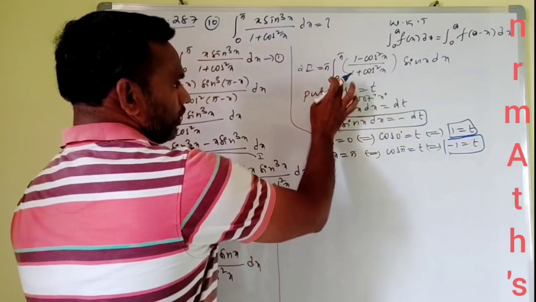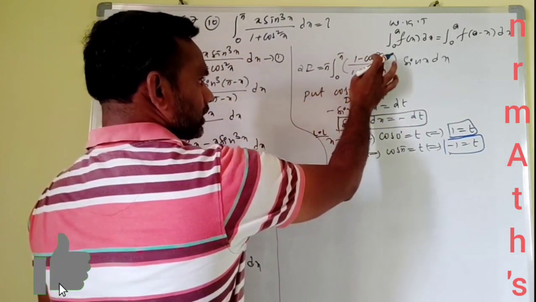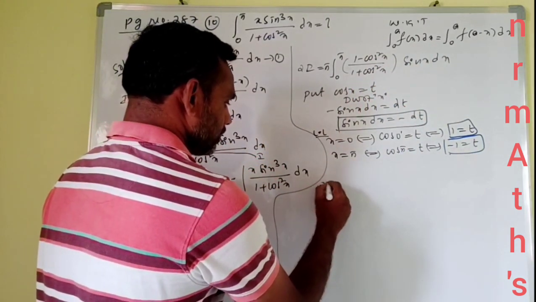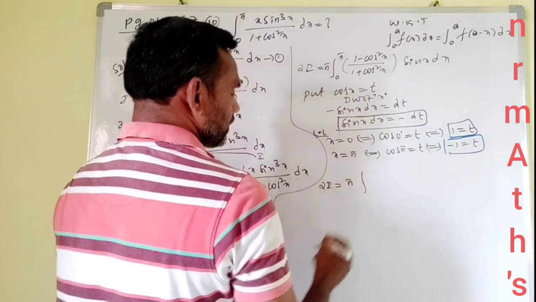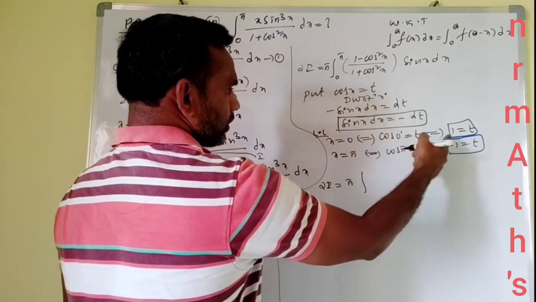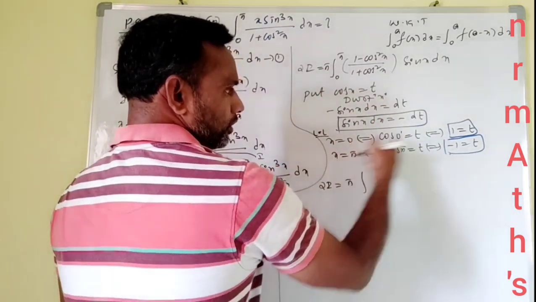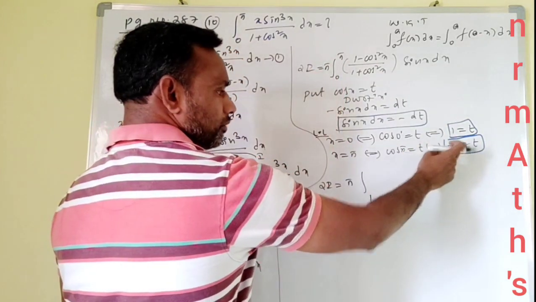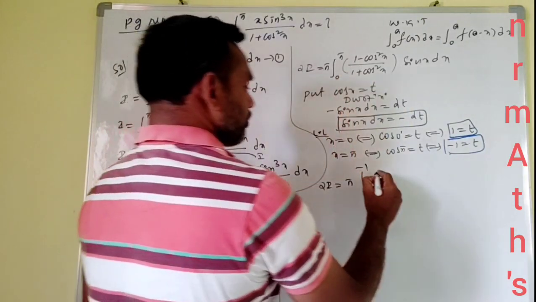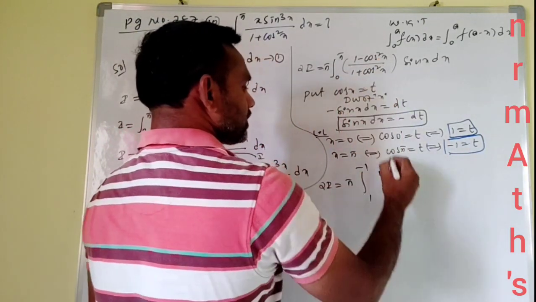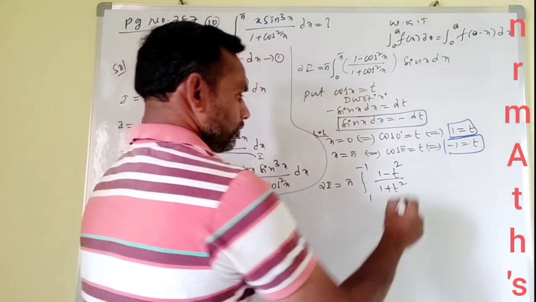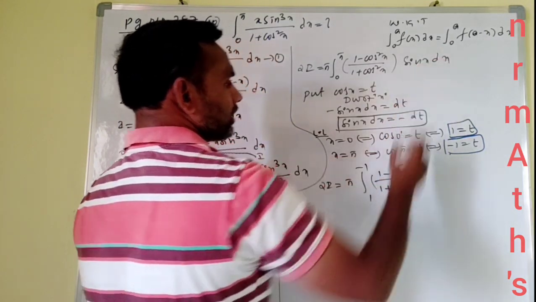Substitute the lower limit and upper limit, cos x and sin x dx. Now 2I is equal to pi integration, lower limit 1, upper limit minus 1, of 1 minus t square by 1 plus t square. Next, the sin x dx.